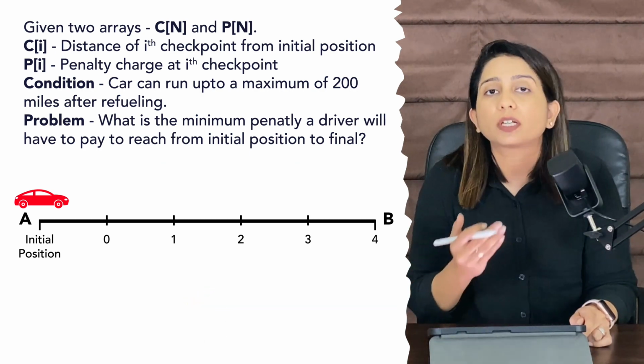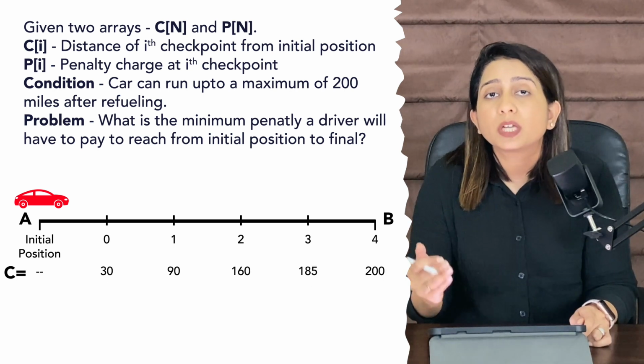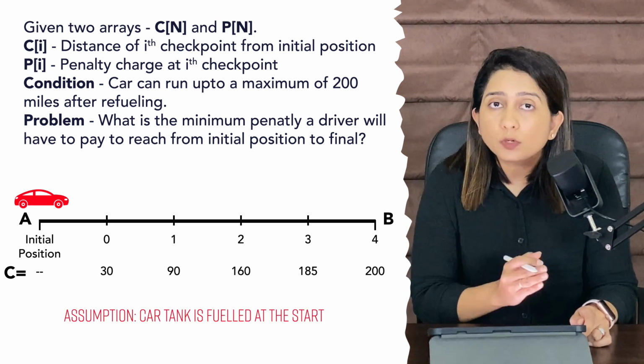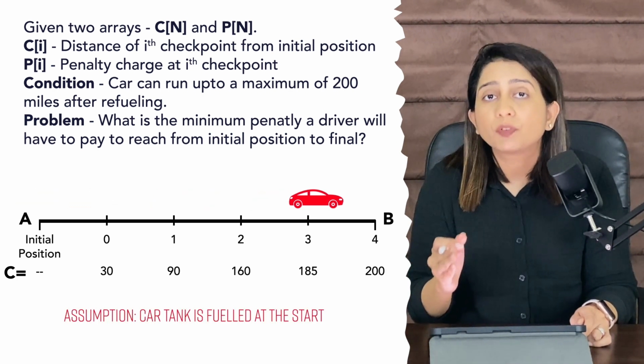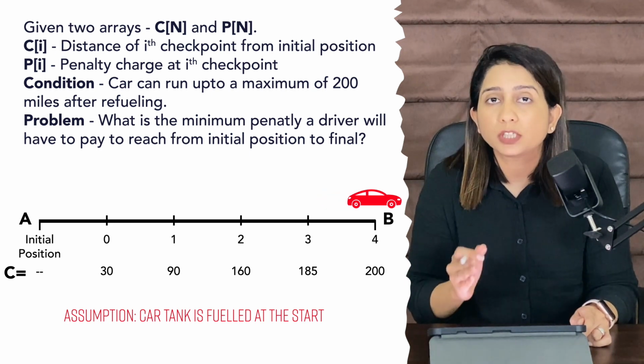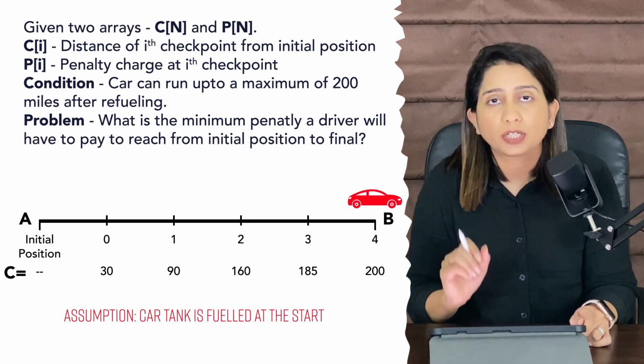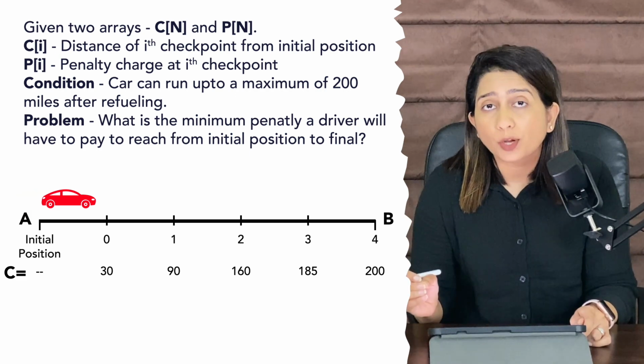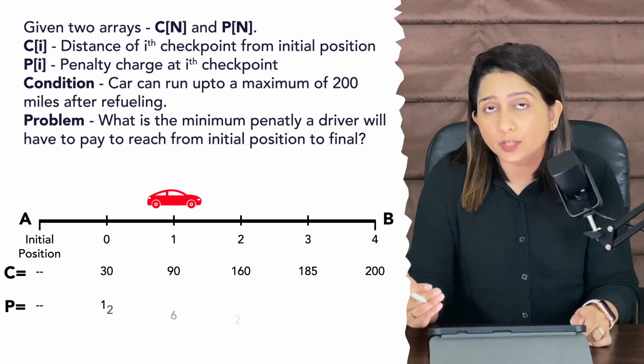So let's say you started at point A and point B is 200 miles away. If you have fueled at point A, you can reach B without stopping at any of the middle checkpoints. That is the constraint given to us. But every checkpoint that you stop at has a penalty associated with it.